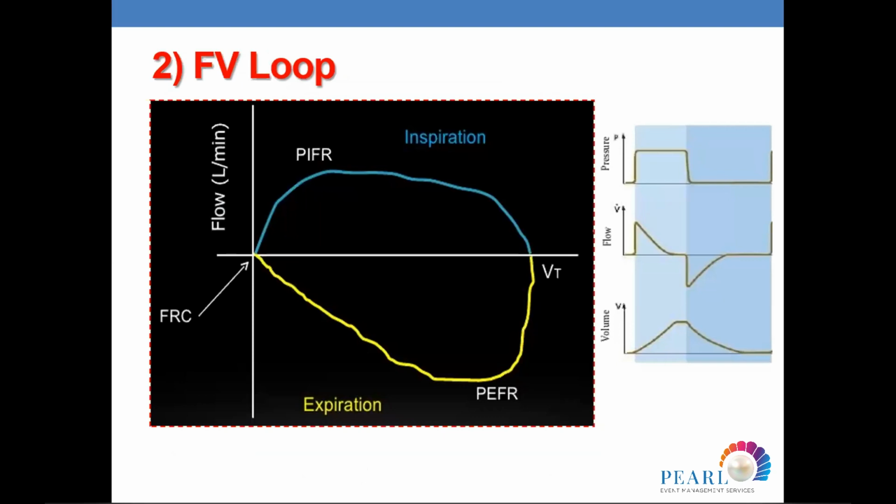The other loop is the flow volume loop. It's like a pulmonary function test, but in another way. So it gives you really a lot of information. It will start with inspiration, then it will go in the negative side to expiration.